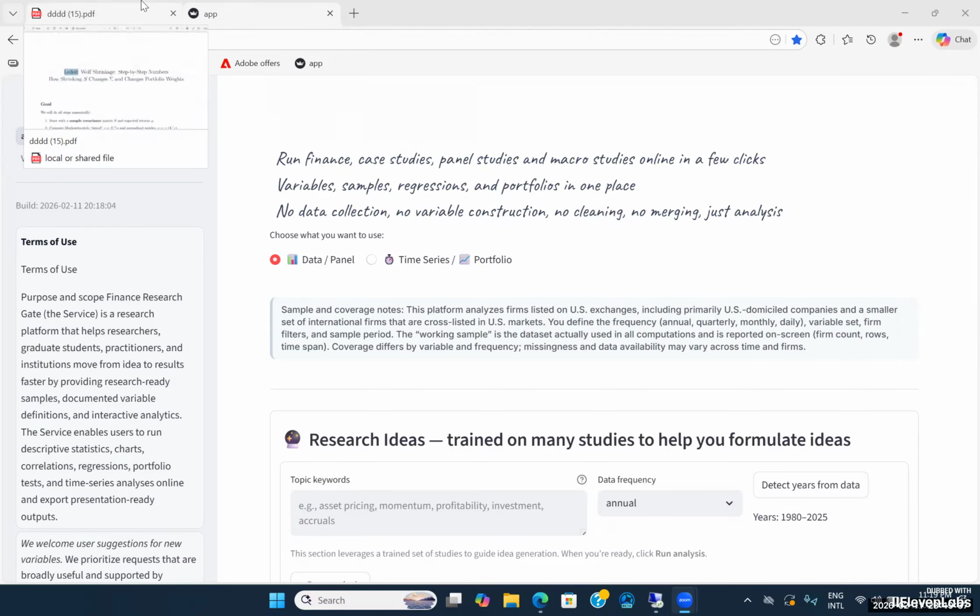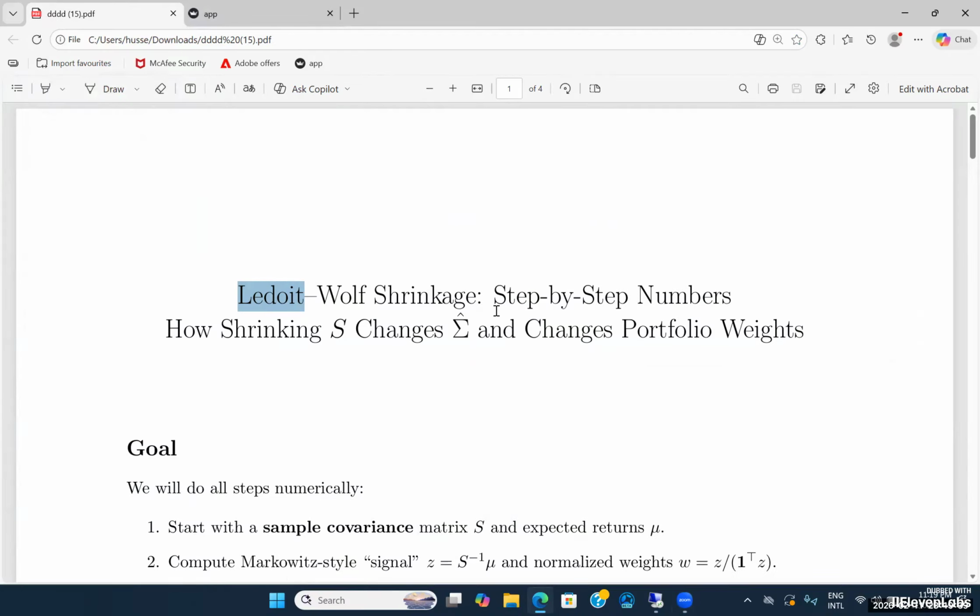Our objective today is to thoroughly examine a particular shrinkage estimator, specifically for the variance-covariance matrix, as we proceed with the crucial task of portfolio optimization. And that particular phenomenon is known as the Ledoit-Wolff shrinkage.